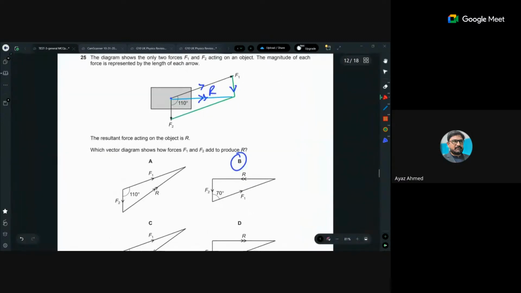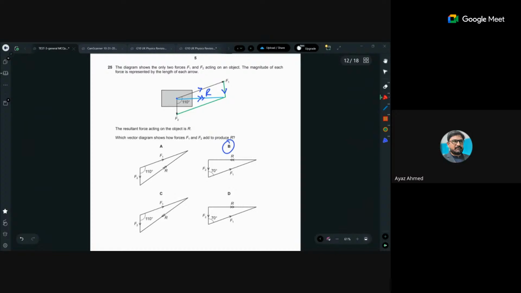So question number 25. In this question, I have drawn the vector, so it would be very clear to you that option B is correct. But not option B is correct. I made a mistake.